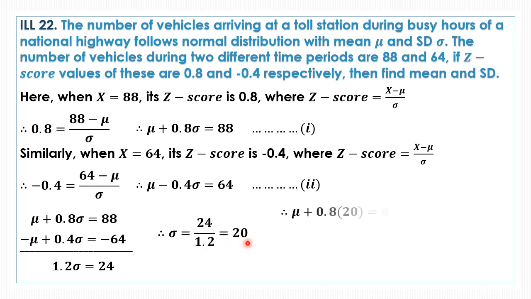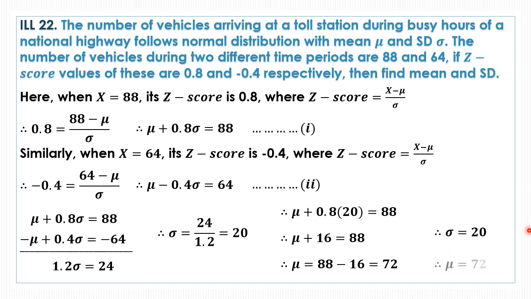Now take this value and put it in the first equation. If you want, you can put it in the second equation, but I am putting it in the first. So in the place of sigma, it is 20. Multiply them, you get 16. Change the side of 16, you get mu is equal to 72. So in the end, sigma is 20 and mu is 72.